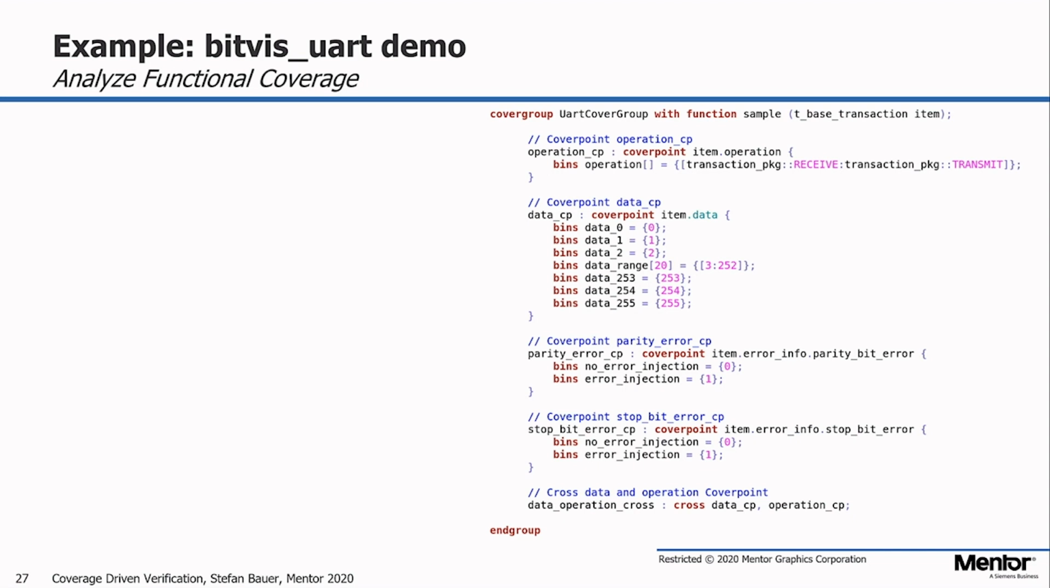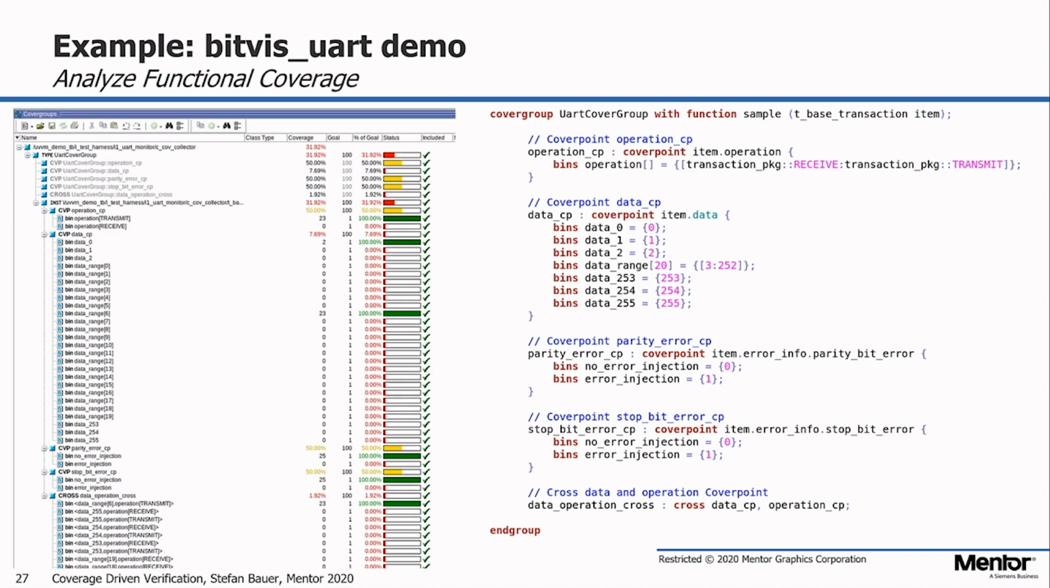Then you run a simulation or even a full regression and you get your coverage result. You can analyze it with the cover groups window. You see that with this functional coverage approach, you get instance-specific coverage. You see it here.